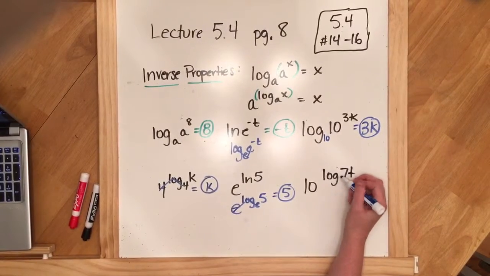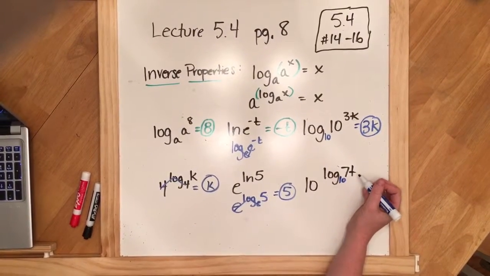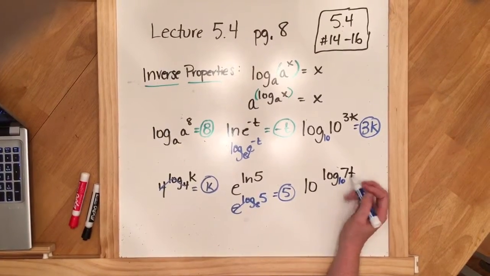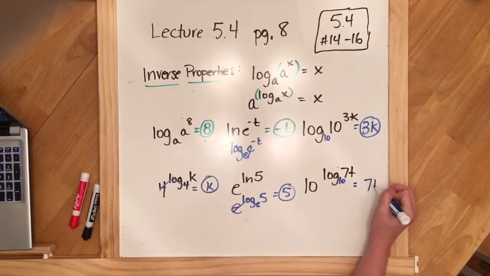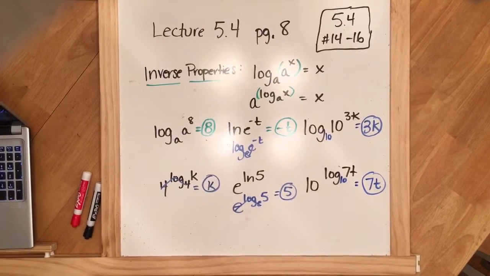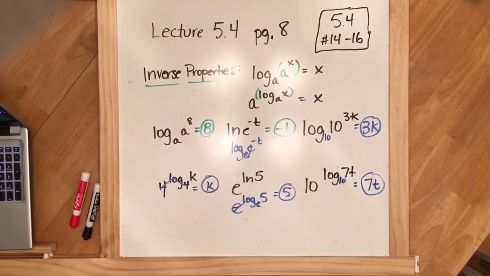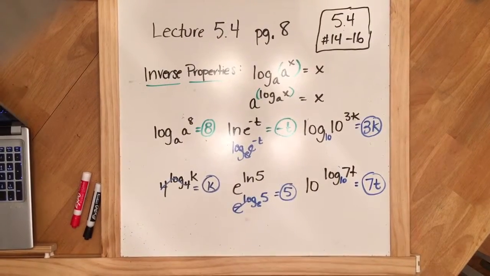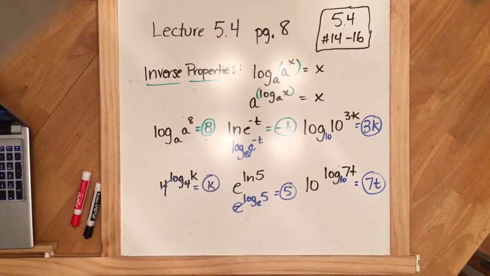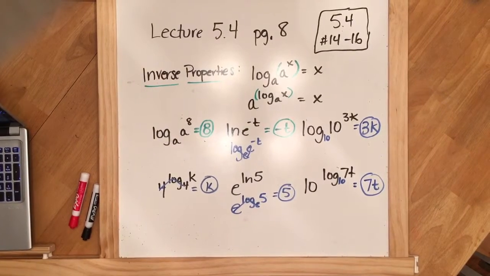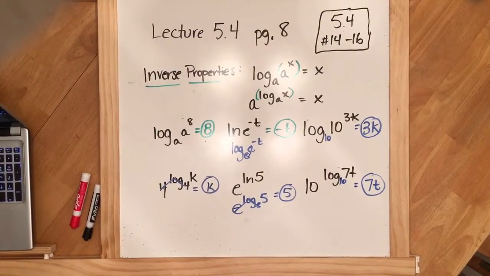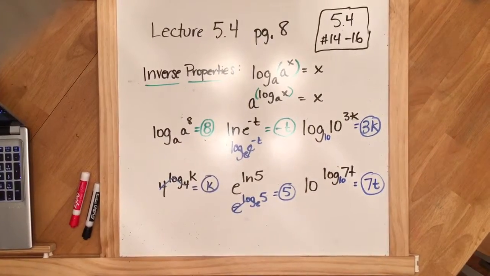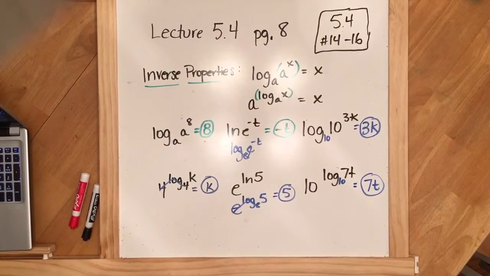And lastly, with the common logarithm, it's an implied base 10, so 10 to the log 10 cancels out, and I'm just left with 7t. So you're going to see that in 14 through 16 that the answers are going to come pretty quickly, because if you use inverse properties, you're going to see things eliminated right away. Because when you compose functions that are inverses, you're always just left with the x value.